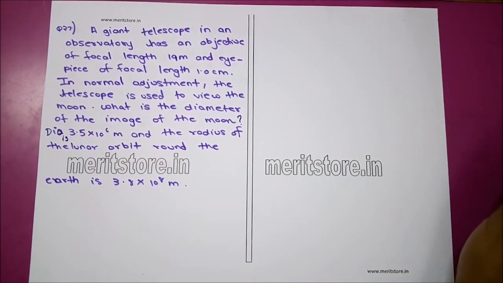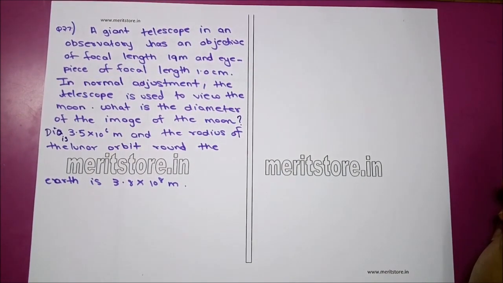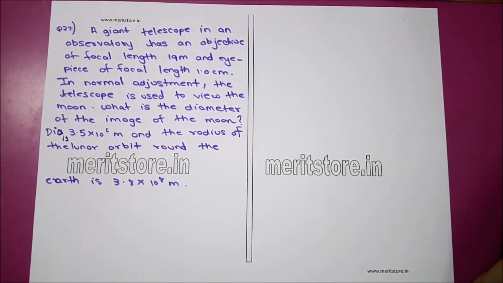A giant telescope in an observatory has an objective of focal length 19 meters and eyepiece of focal length 1 centimeter. In normal adjustment, the telescope is used to view the moon. What is the diameter of the image of the moon? The diameter of the moon is given as 3.5 into 10 raised to 6 meters, and the radius of the lunar orbit around the earth is 3.8 into 10 raised to 8 meters.